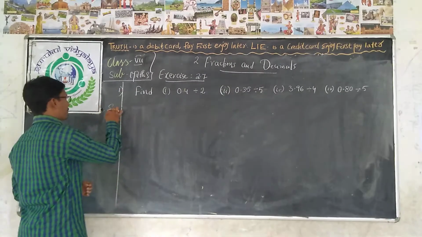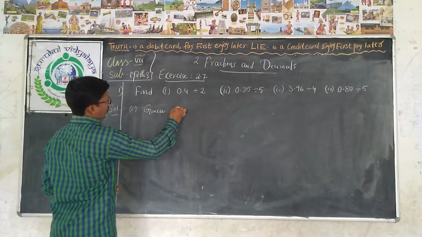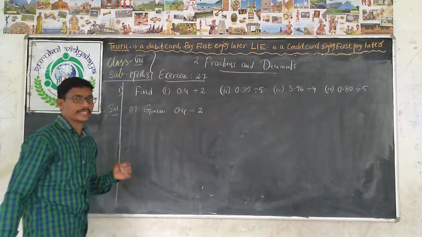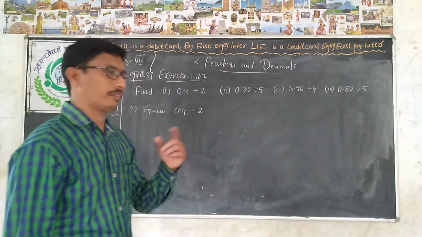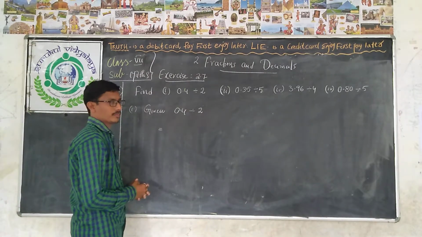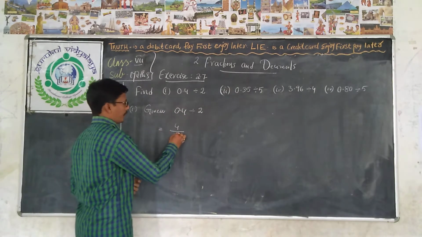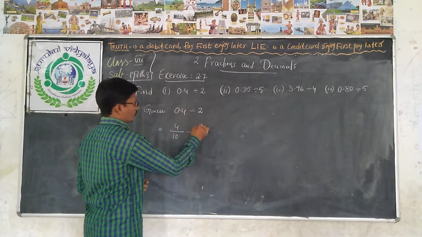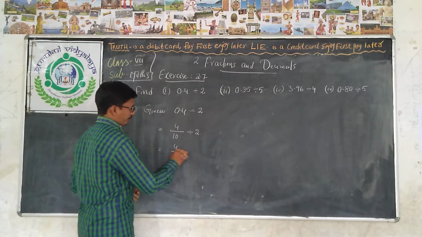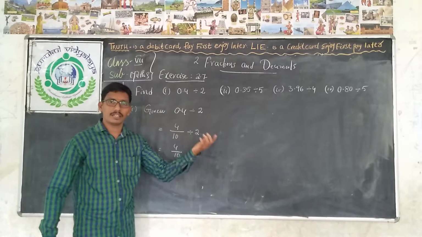Suppose the first one, what is given? 0.4 divided by 2. So 0.4 is a decimal number, so you should first convert it into a fraction. 0.4, how will you write it in fractional form? Remove the point, 4 will be there, and 4 is in the 10's place. So 4 by 10 divided by 2. Okay. So next step, 4 by 10 divided by 2, convert this division into multiplication.